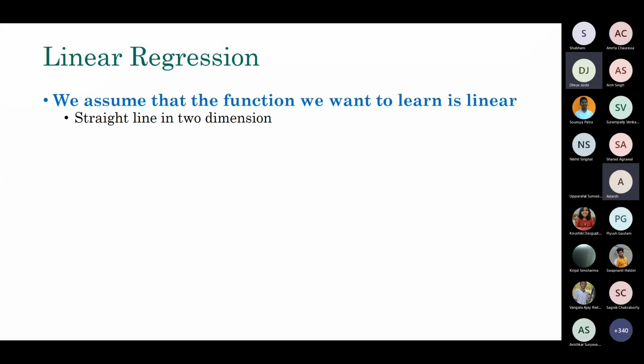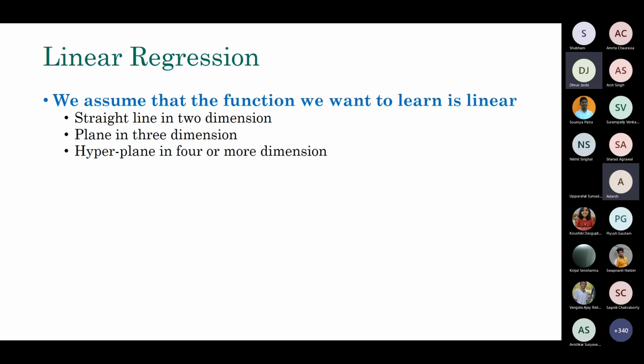That means a straight line in 2 dimensions. If you have a 2-dimensional feature vector, it is a straight line. If you have a 3-dimensional feature vector, you have a plane, and if you have more, then this is called a hyperplane. But the equation is a polynomial of degree 1. That's the assumption.